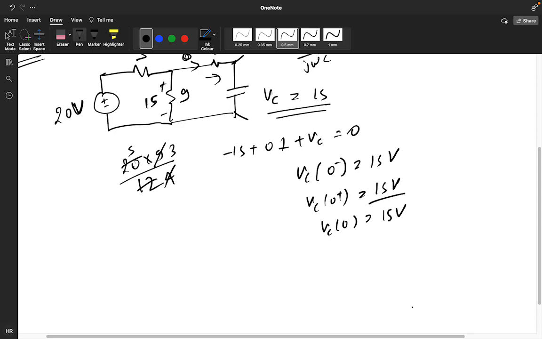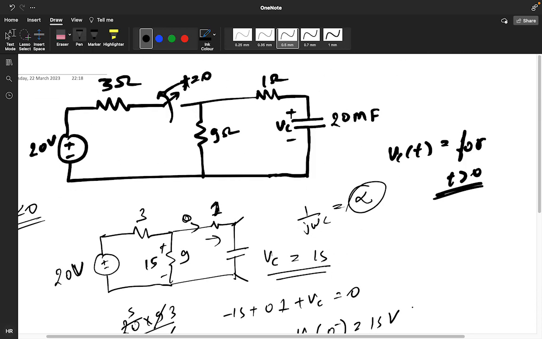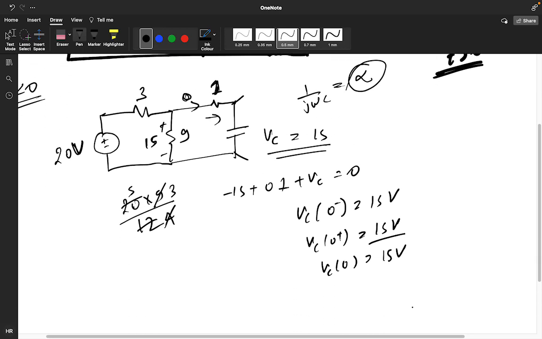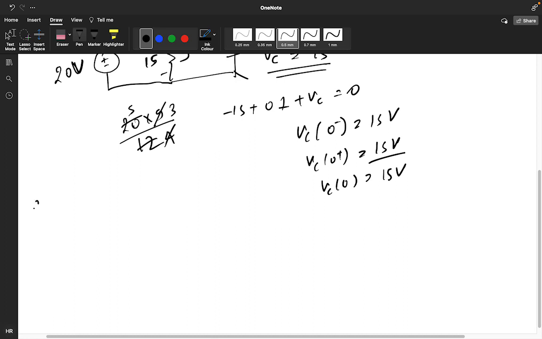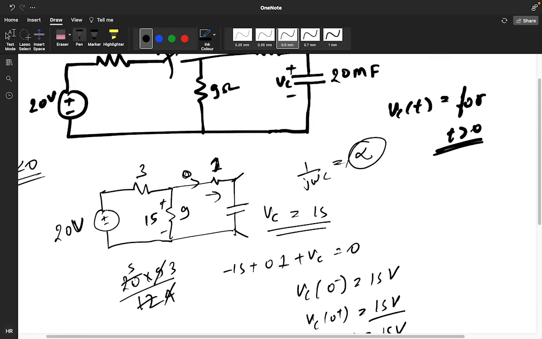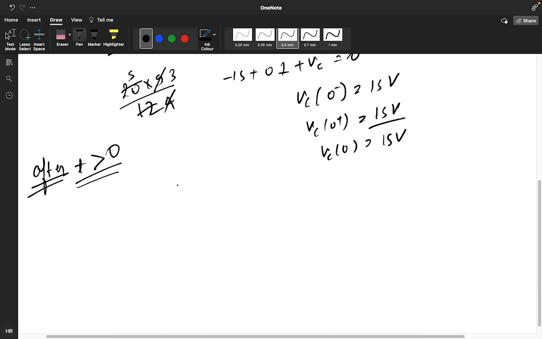So VC 0 plus will also be 15 volt, and VC 0 will also be 15 volt. Now you got the initial value, and what they are saying now is that after t greater than 0, your supply is becoming like this. Only you will get this particular circuit.